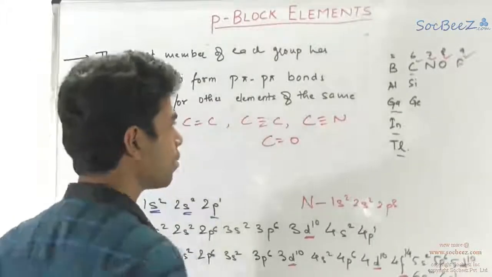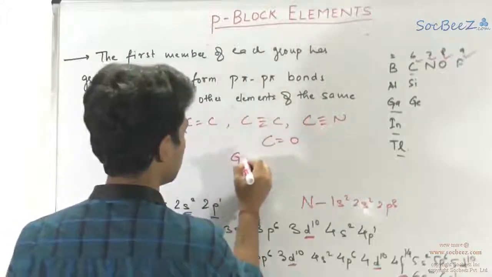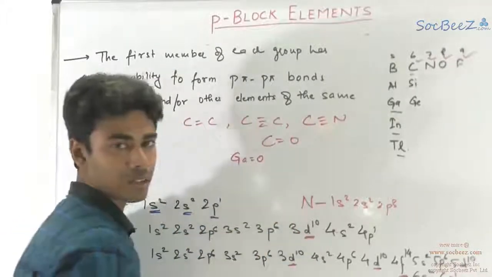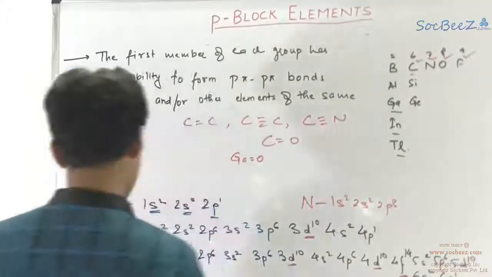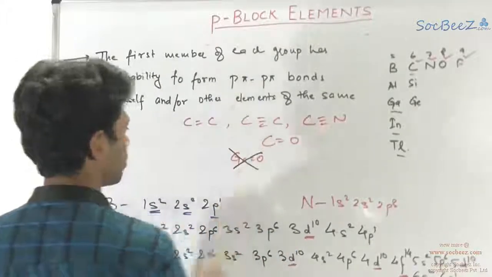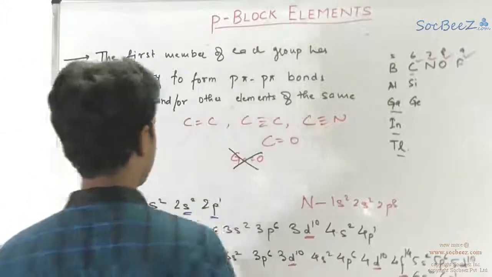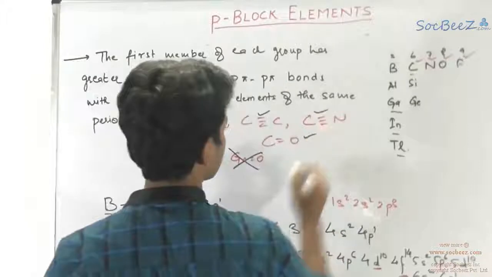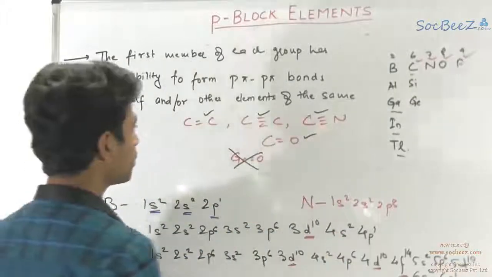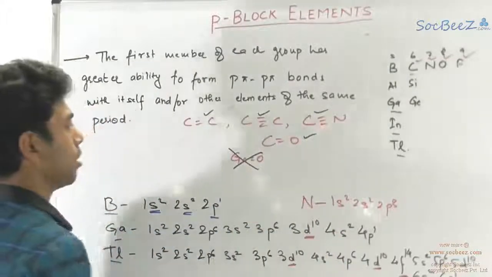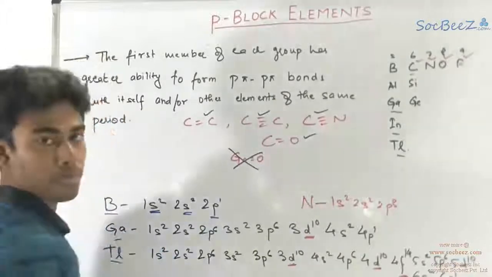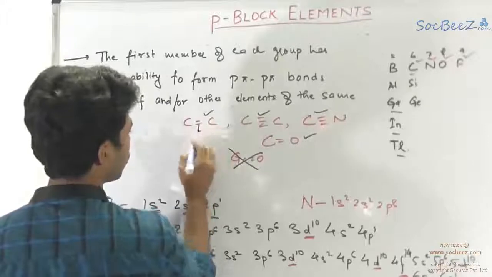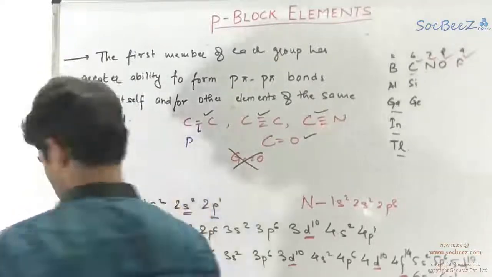But you are not familiar with bonds like Ga double bond O. You are not familiar with this because these bonds are very rare and generally not formed. But these others are formed. So the first members have a greater ability to form p pi bonds. Now you know that this is a pi bond.